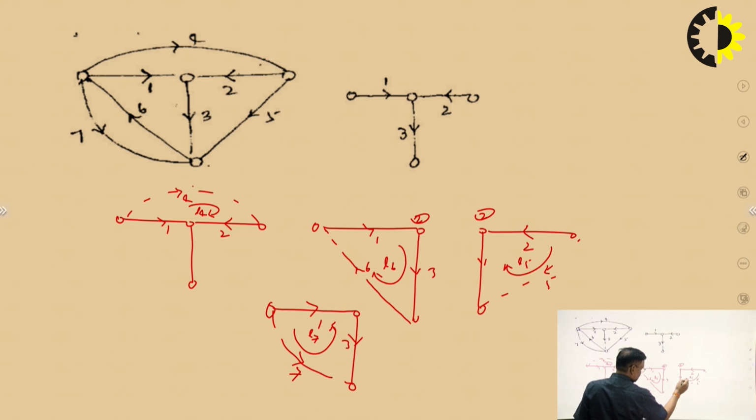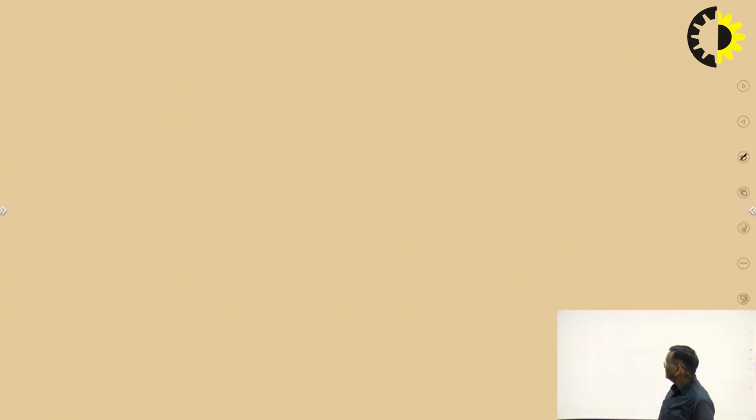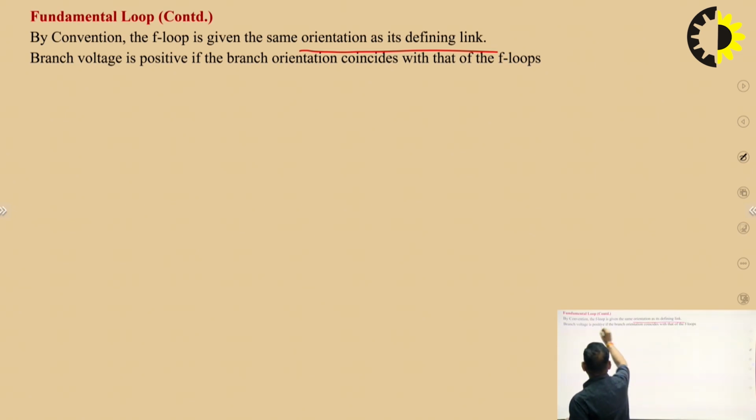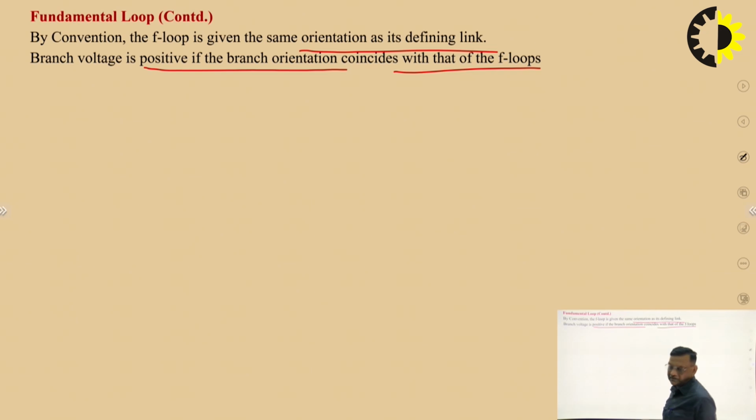So these are the loops: 2, 3, 5; 1, 3, 7; 1, 3, 6; and 1, 2, 4. These are the fundamental loops of any given graph. Fundamental loops are applicable to a tree, so to identify or draw the fundamental loops, we have to select a tree. The orientation is the same as the defining link, and the branch voltage is positive if the orientation coincides with that of the fundamental loop.